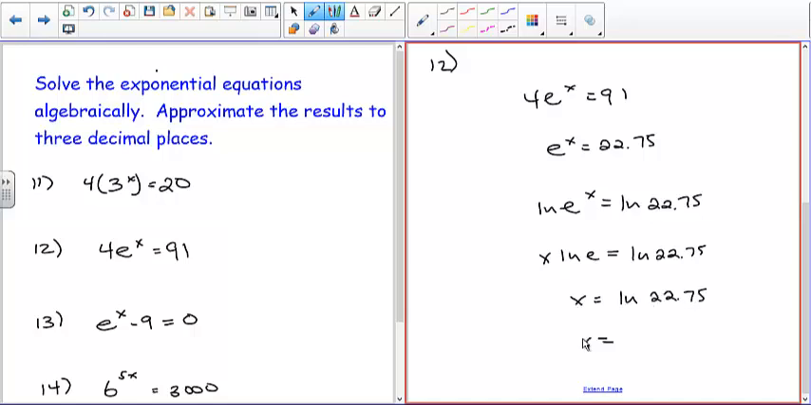So we plug that into our calculator. Natural log of 22.75 is 3.12. And you can check the answer. If you take 4e to the 3.12 and put that in your calculator, 4 times e to the 3.12. Now it's not going to be exactly 91 because I'm only carrying it out to 3 decimal places, but I get 90.6. So it's close to 91. If you used all the decimal places, you get much closer.